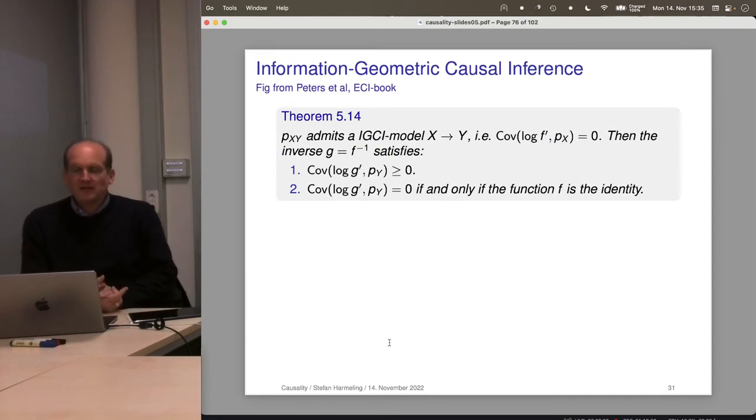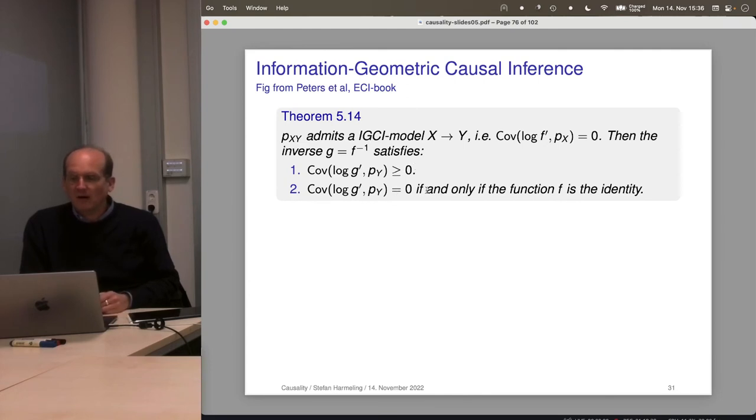Now comes the theorem. If my joint distribution admits an IGCI model in one direction, so that means this covariance is equal to 0, then the inverse will satisfy the following. The covariance is possibly 0, but usually larger.